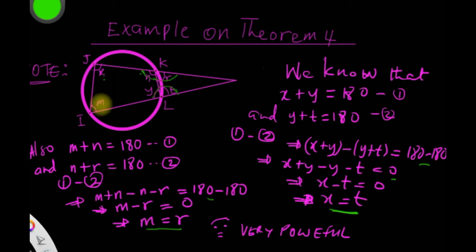So it means that this m is also equal to r. Very powerful. It's very, very powerful. You have to note, because you can apply it in a lot of questions. The question whereby the line of the cyclic quadrilateral is extended outside the circle is very important, so you can consider that. So thank you for watching. See you in the next video.